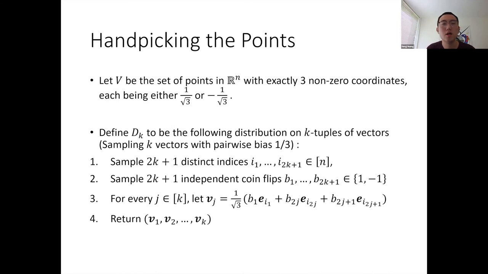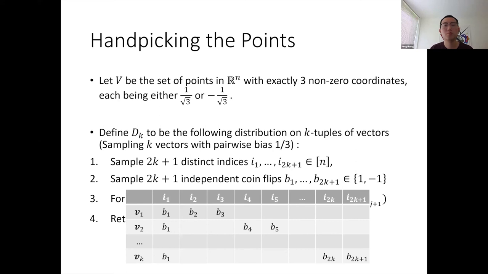Okay, so suppose now we want to sample k vectors with pairwise bias 1/3. We can use the following distribution, which we call D_k. We sample 2k plus 1 distinct indices and 2k plus 1 independent coin flips. And we let these vectors share one same index and then use two new indices after that. Maybe it helps to visualize this in a table. All these vectors will share this same index i1 and they have the same sign on it. And then every vector will use two new indices. Using this distribution, we can sample k vectors with pairwise bias 1/3.